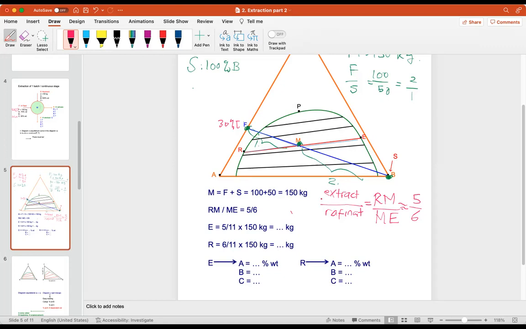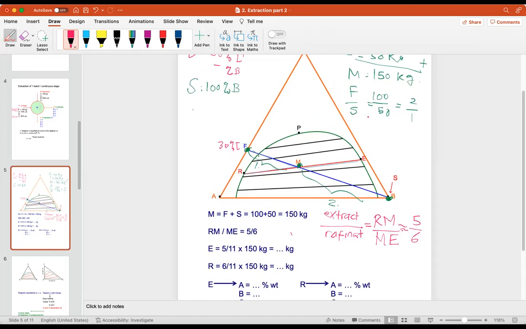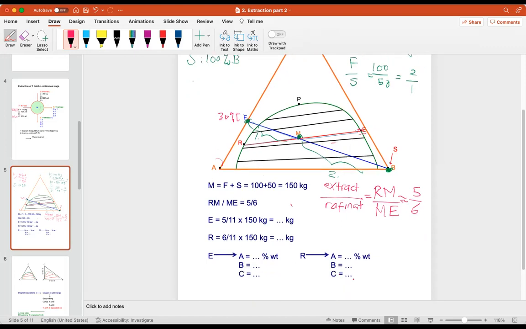The next one is how to read the percentage. So the percentage of A, again you can see this with the triangle diagram, remember. With the triangle diagram you can find the percentage of A and the percentage of R. So that is the typical one.